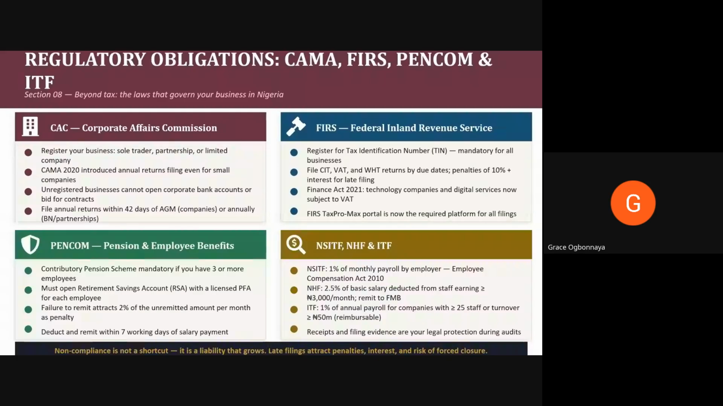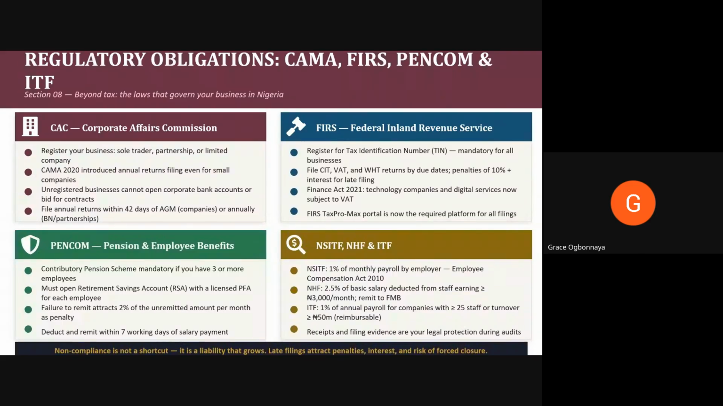And of course, pension as well. This is when you have staff. You need to do all these remittances to the pension body. And for FIRS, you need to register to get your TIN. You need to file for your company income tax and for VAT. Of course, as I mentioned earlier, there's a threshold for these filings, 100 million and above. If you don't meet 100 million, you cannot make all these filings, and if you do not make them, there are penalties. You need to have an account with TaxPro Max as well to do your filings.